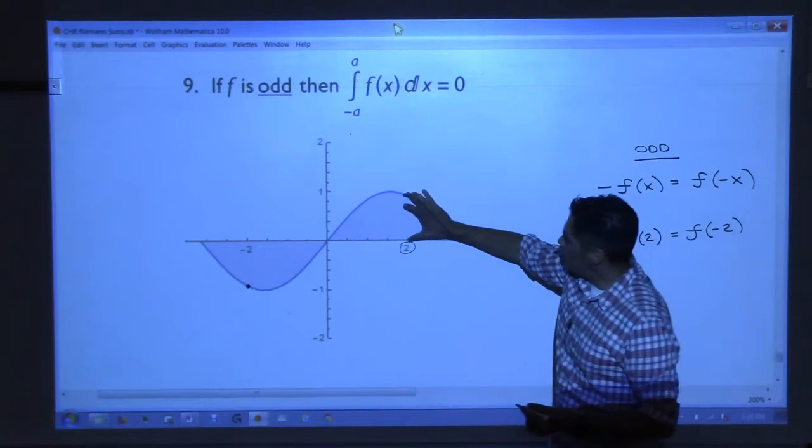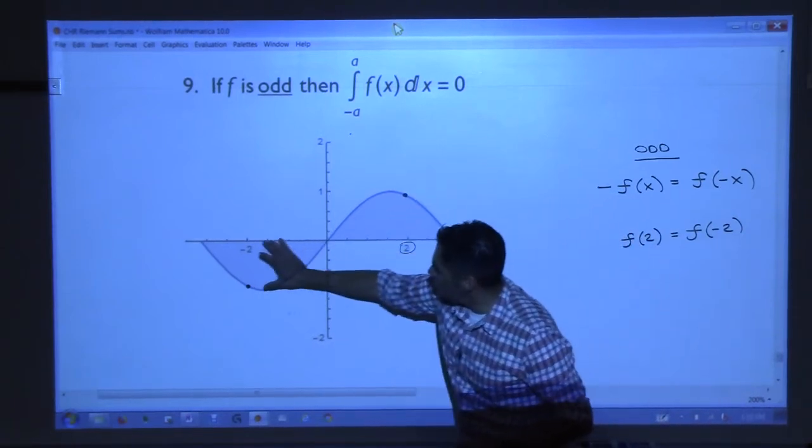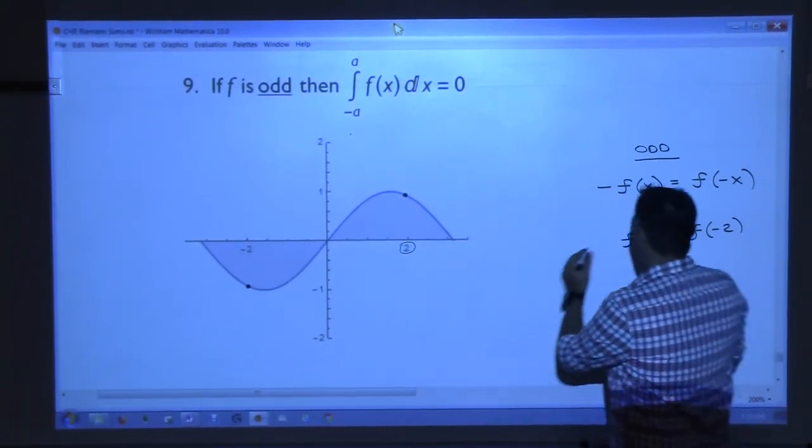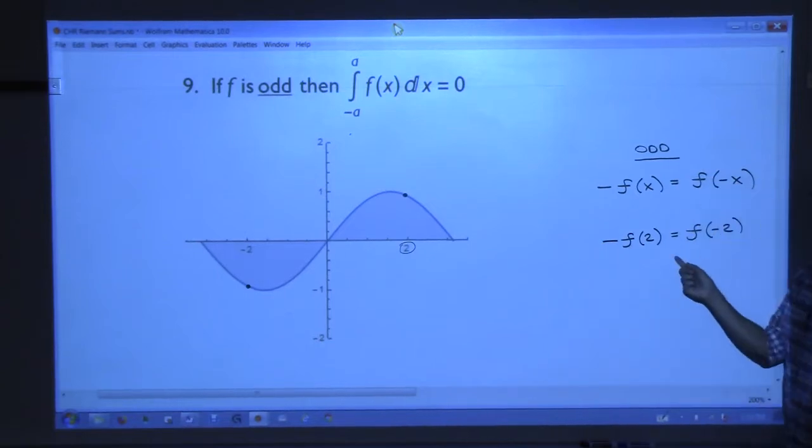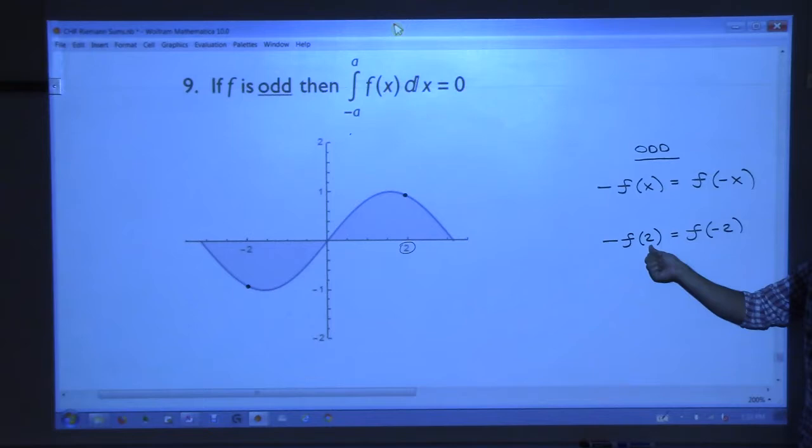This one looks like the same distance, just negative, right? So if you add a negative out here, then this is true, right? So the function's value at 2, as long as you change the sign, would be equal to the function's value at negative 2. Yes? Sure? Okay.